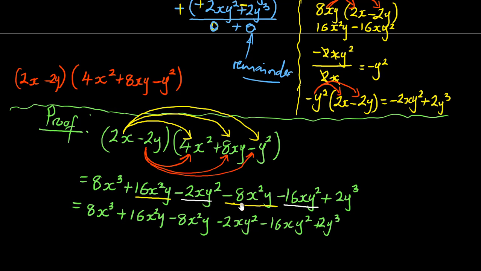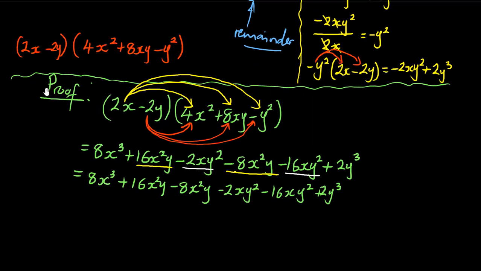As you can see, as I said, it is a way of grouping them together so that you can be able to simplify them. So the 8x cubed remain as it is, and then now you've got 16 minus 8, it's a positive 8. You just maintain your variable x squared y, and then minus 2 minus 16 using a calculator is minus 18, and then it's minus 18xy squared and plus 2y cubed. So now this is what it simplifies to.